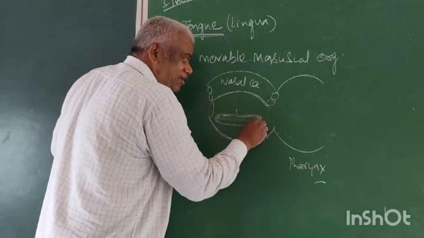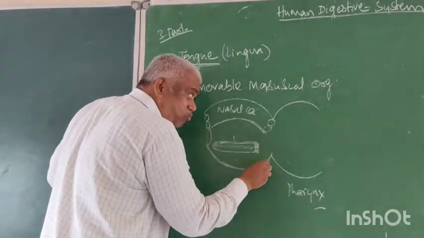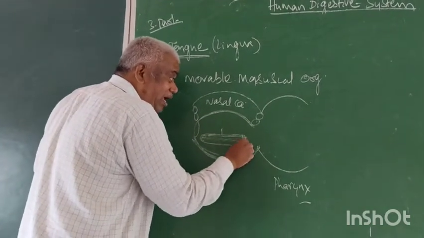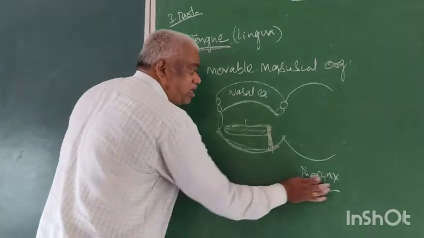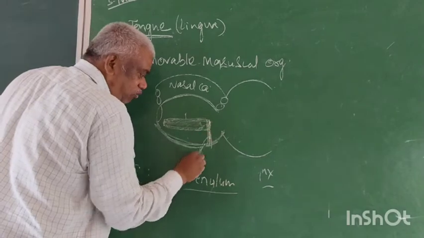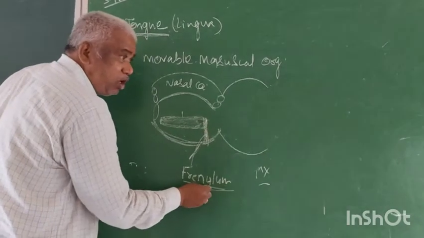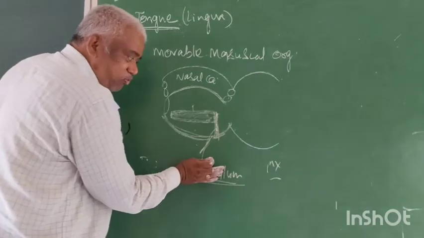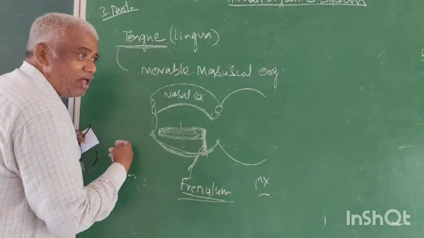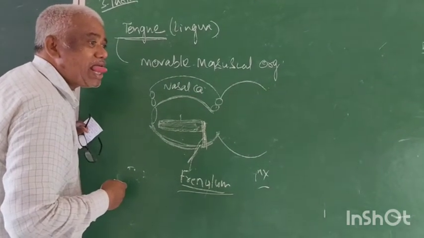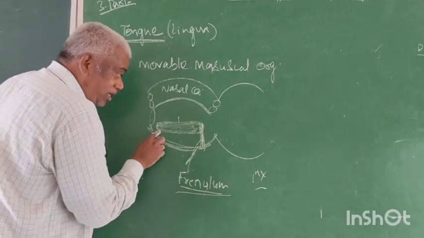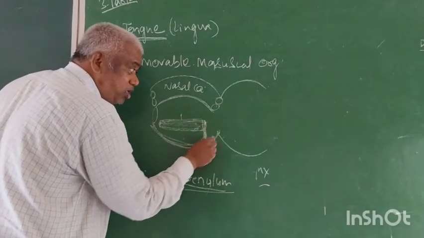The posterior end of the tongue is attached to the floor of the buccal cavity, which is the floor, while this is the roof, by a connective tissue that is called the frenulum. The frenulum is a connection. If the frenulum is not there, the tongue is completely outside. It is movable. Right. Why is it movable? The anterior is not connected. Only the posterior is connected.